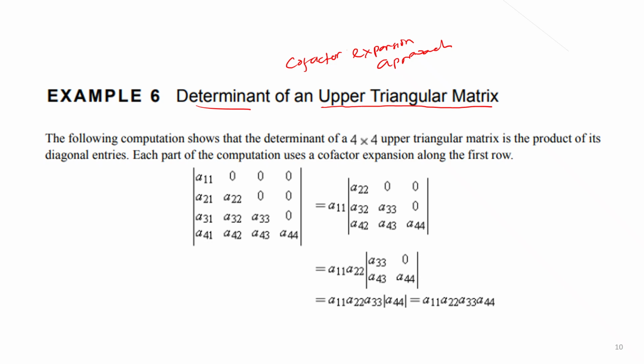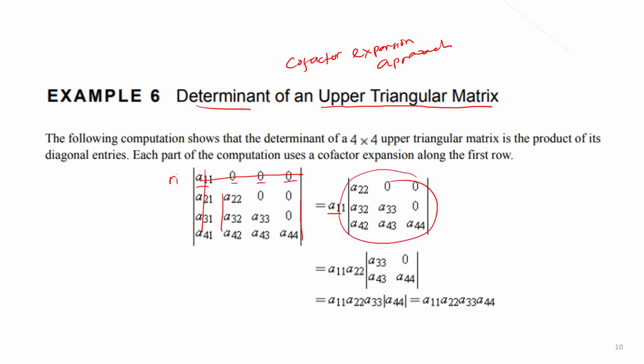Let's say we are choosing this one, the first row. So the formula will be like, since all of these are zero, the only one we need to expand is this one. The value will be a11 multiplied by the determinant of the rest of this, right? So it is this one.